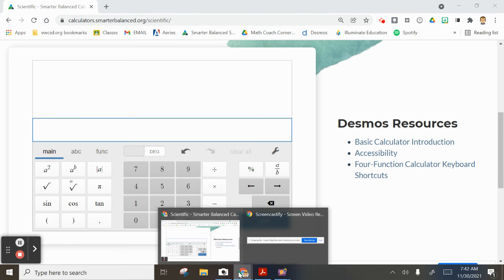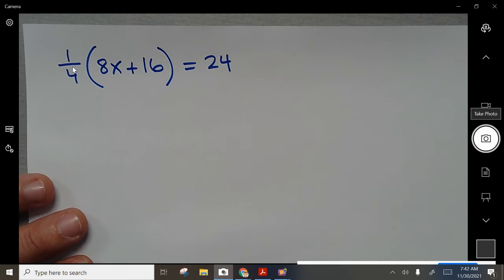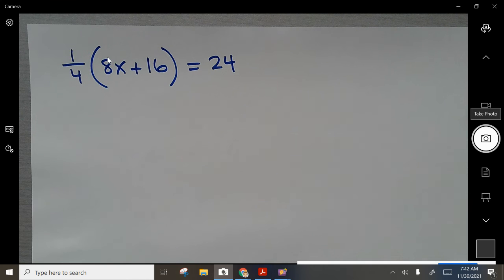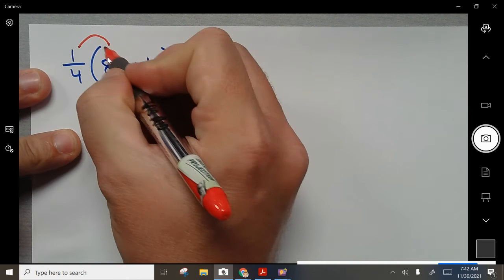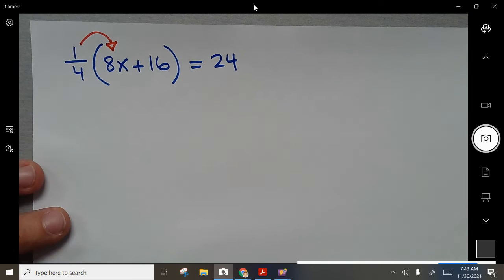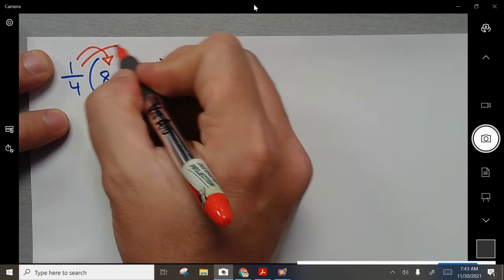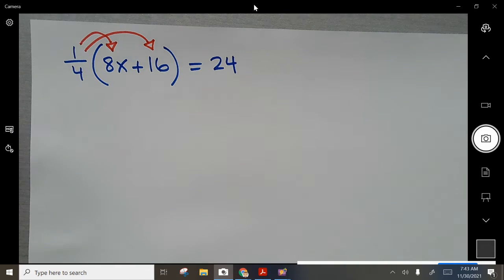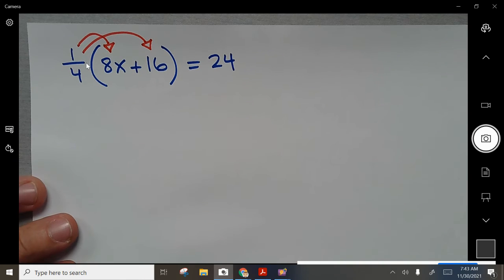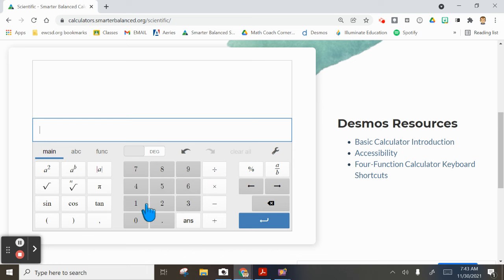So going back to the problem again, 1/4 times 8x. What are we going to do first? We're going to go ahead and do a jump, aren't we? So we're going to do that jump first. And then what are we going to do? We're going to do the next jump, right? So let's go ahead and do that right now with our calculator. Let's do the first one right here. Am I going to do 1 divided by 4? I could do that. Or I could even do the fraction button. Doesn't matter which way you want to do it.